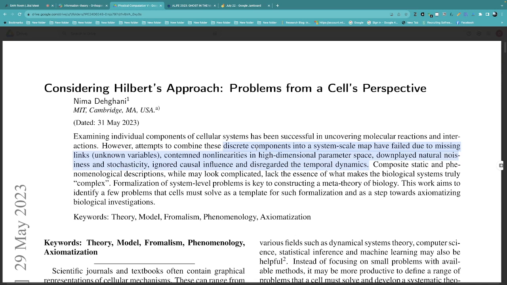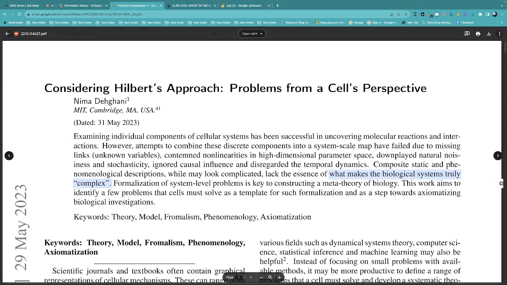So your abstraction is not great for really understanding the system. You can maybe understand an output in general terms, but you can't capture the dynamics. You can't capture stochastic influences and things like that. So out of equilibrium behaviors are hard to capture. Composite static and phenomenological descriptions, while they may look complicated, lack the essence of what makes biological systems truly complex. So again, these descriptions are maybe compact, but they don't capture complexity.